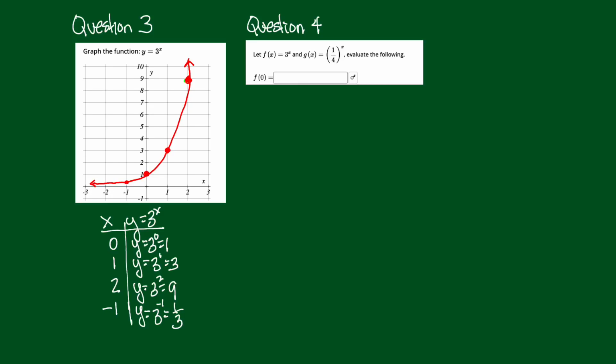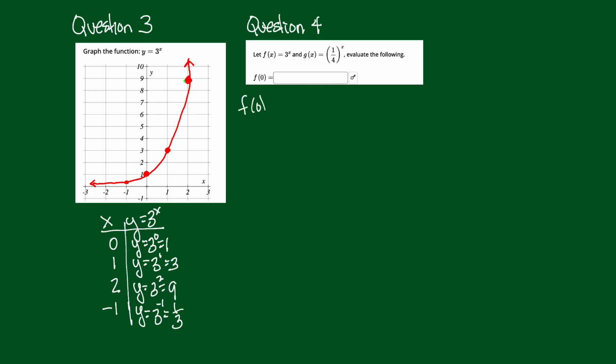Question 4, as I read this, is kind of an odd one, right? Because what do we have? F of x is 3 to the x. That's just like our last function here. But f of x is 3 to the x, and g of x is 1/4 to the x. Now, I think I'm missing something. It just wants f of 0. You know what? I'm going to do both of these.